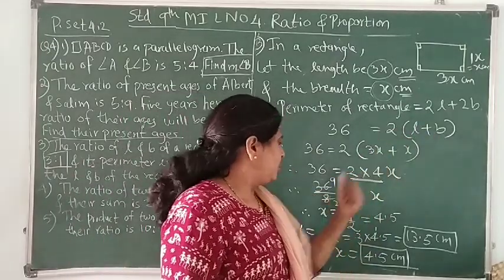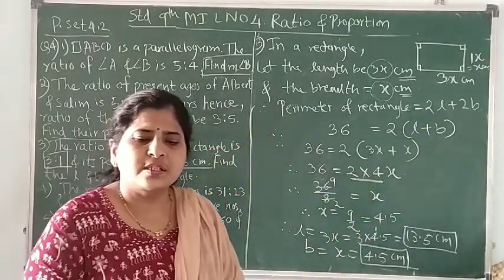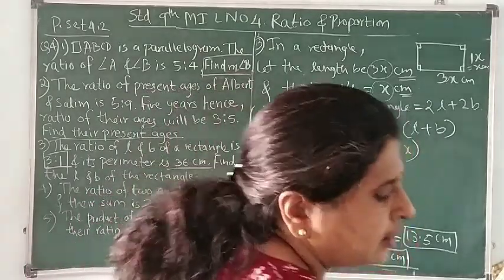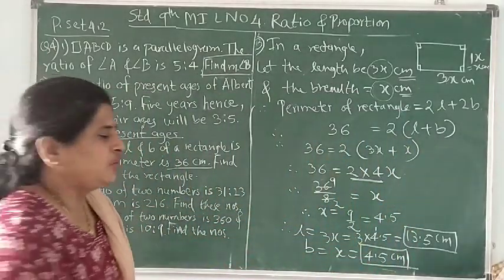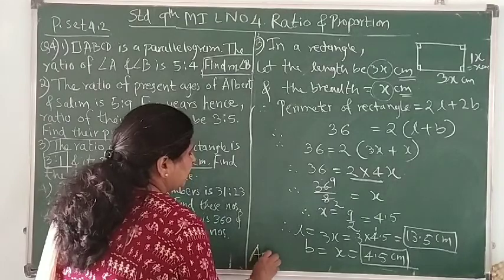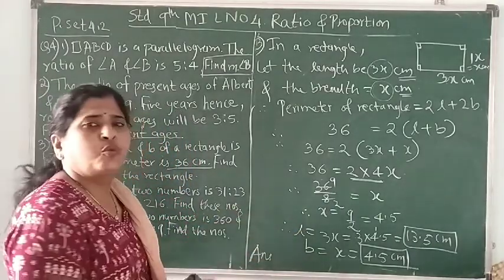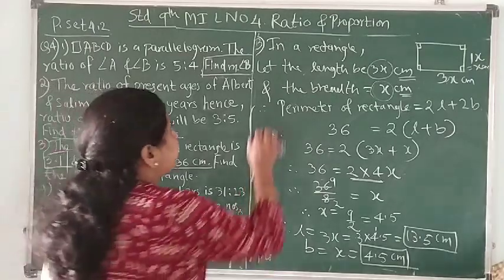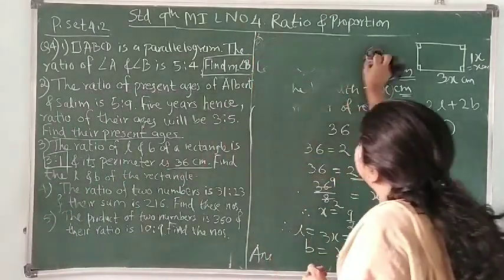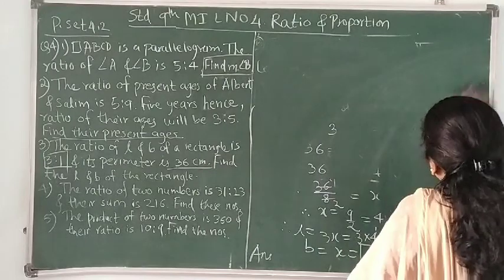One time length and breadth is 18, and 2 times 18 is 36. So this is the perimeter of the rectangle. So we have to write the answer in words: the length of the rectangle is 13.5 centimeter and its breadth is 4.5 centimeter. Now this was the third question. Let's go for the fourth.